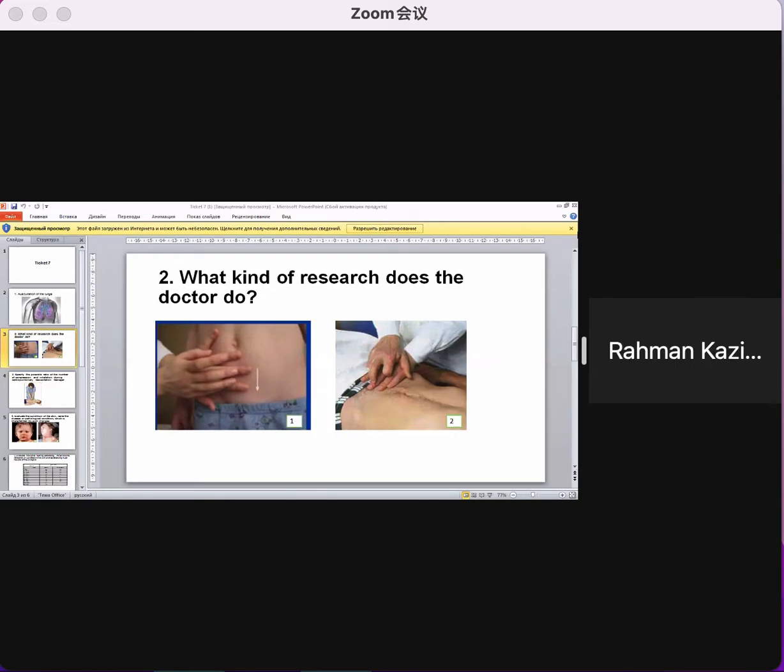Percussion of the abdomen. Yes, this is percussion of the abdomen, for what? Bladder. Yes, not appendix, bladder. Yes, urinary bladder. This is palpation, and percussion of the urinary bladder.